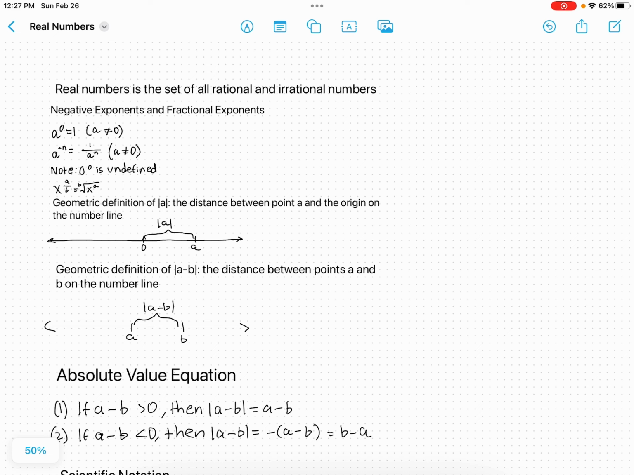Another concept when we're discussing real numbers is the definition of an absolute value. The geometric definition of the absolute value of a is the distance between point A and the origin, which is 0 on a number line. This is demonstrated in the number line. Geometric definition of the absolute value of a minus b is the distance between points A and B on a number line.